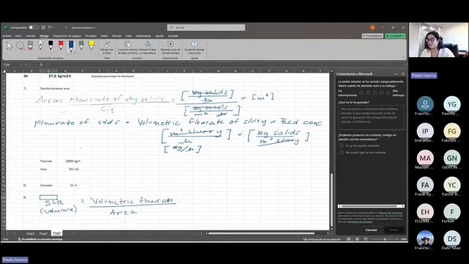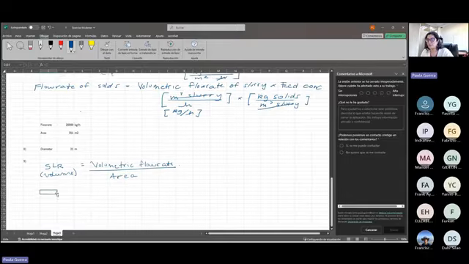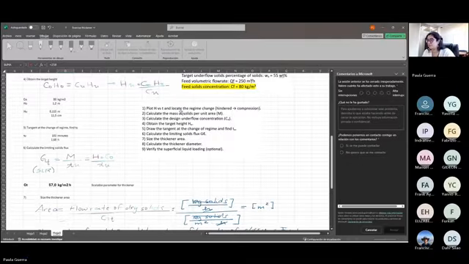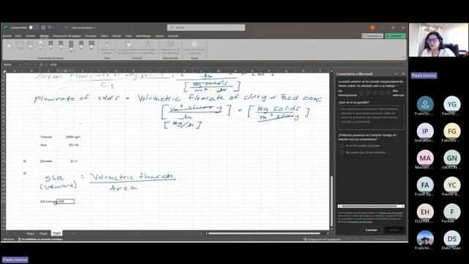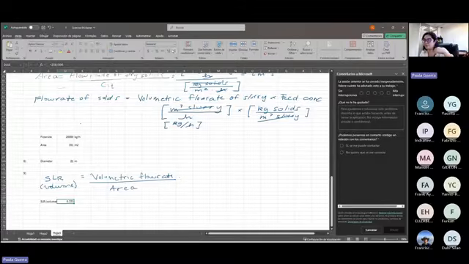Okay, so in this case, this is equal to the volumetric flow rate in the system, which is 250, of the feed divided by the area. Okay, and this gives us 0.71 cubic meters over square meter hour.